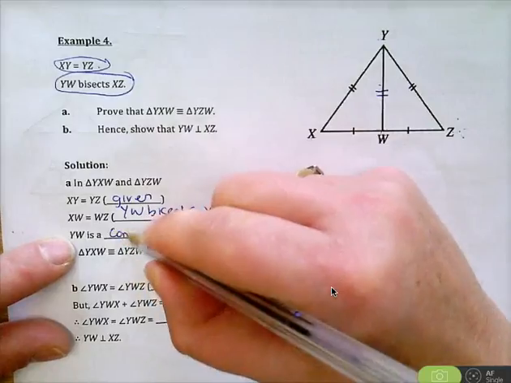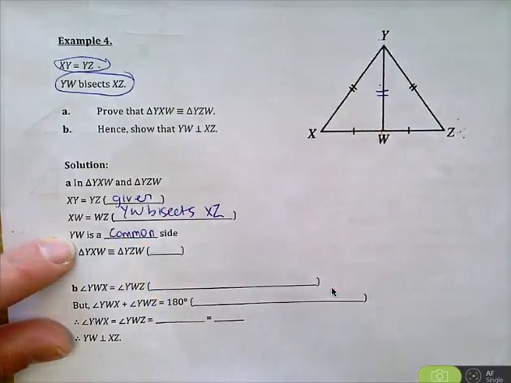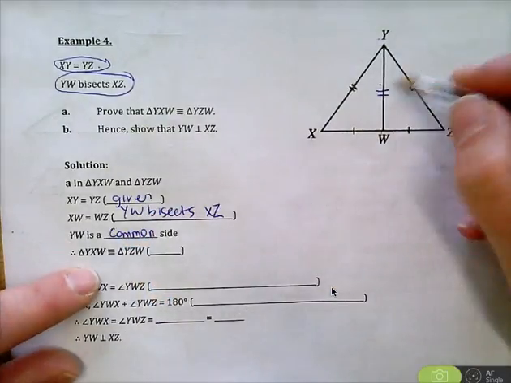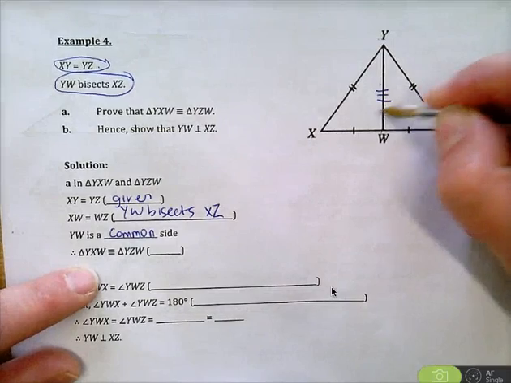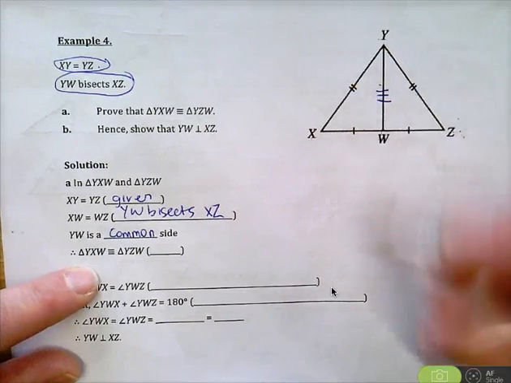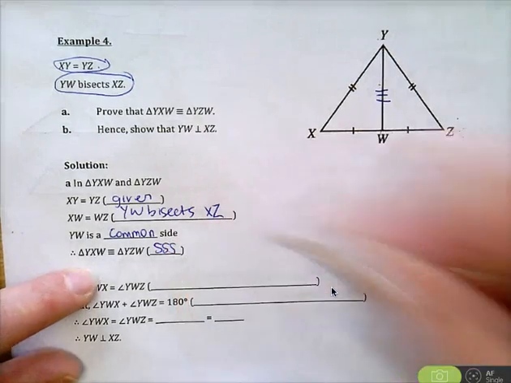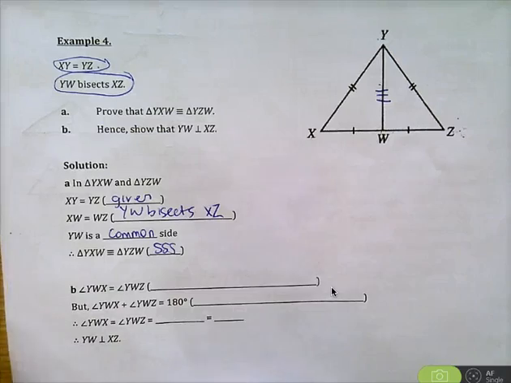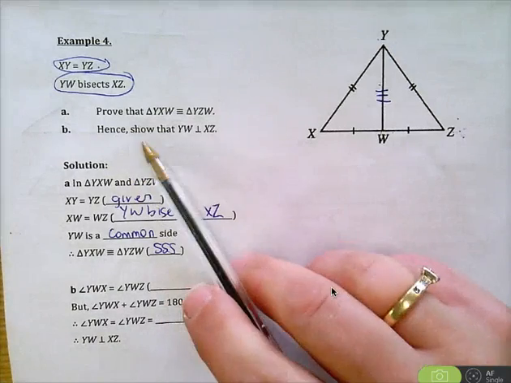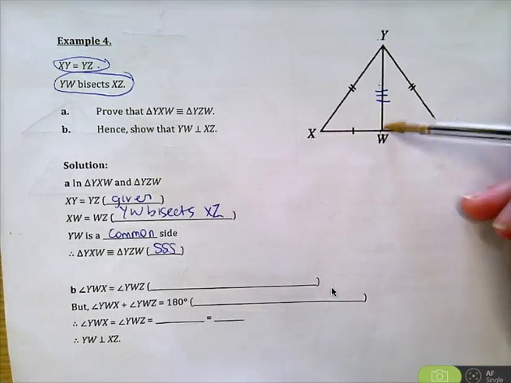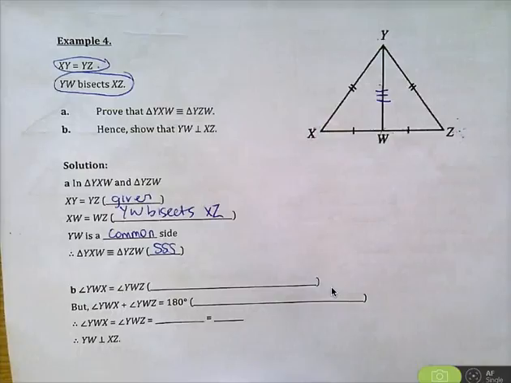YW is a common side, or you could write YW equals YW, common side. So therefore, you can see I put 3 dashes there. Single dash, double dash, triple dash. Therefore, they're congruent by SSS. Next part of the question, you have to hence show that YW is perpendicular to XZ.